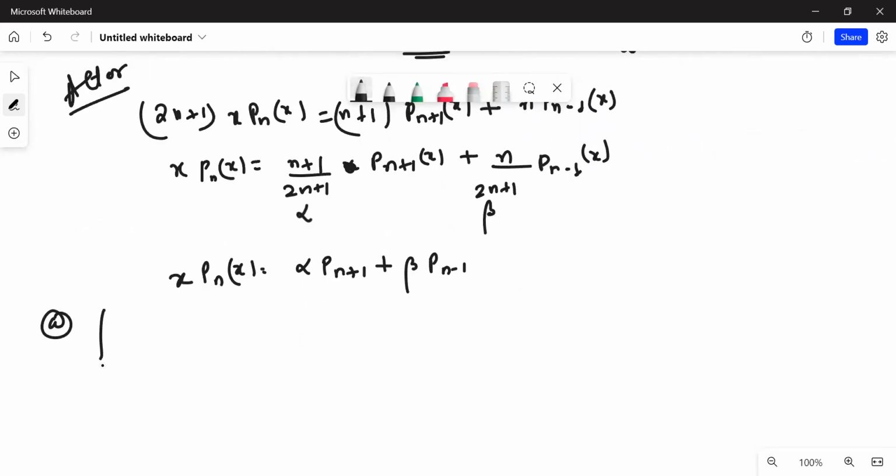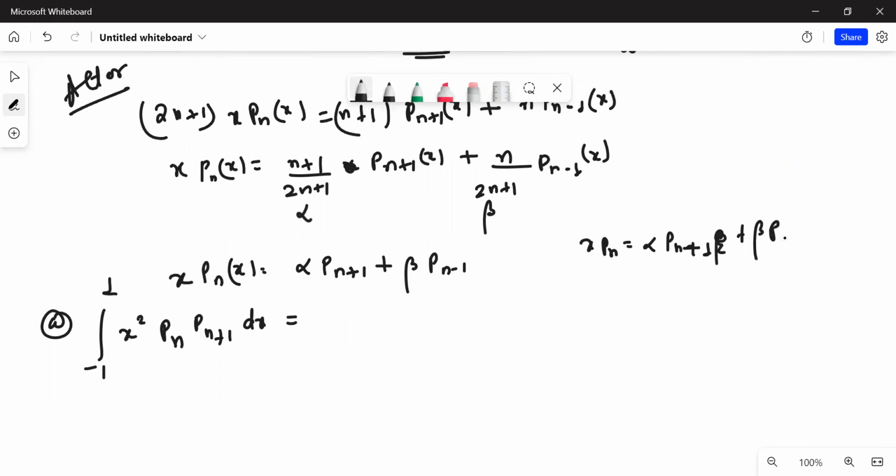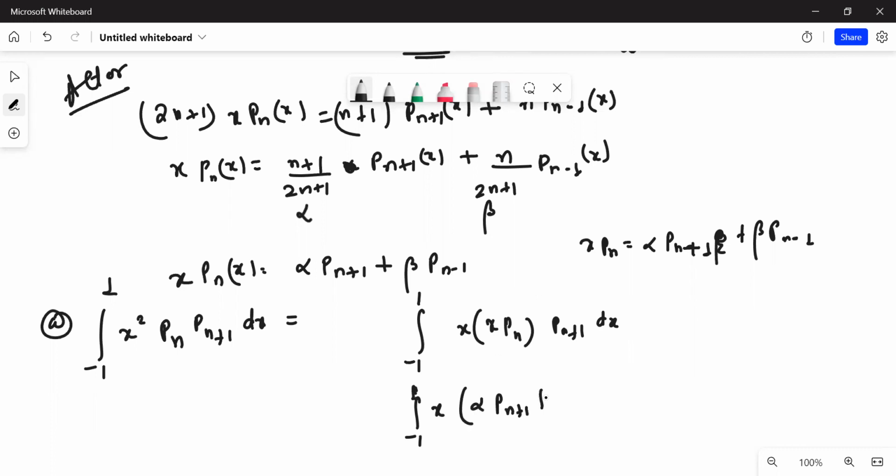So option number 1 said minus 1 to 1, x square Pn into Pn plus 1. So you know that x into Pn is equivalent to writing alpha Pn plus 1 plus beta Pn minus 1. Now what I can do, I can write x into Pn and again an x, and then Pn plus 1 dx from minus 1 to plus 1. Then x Pn I can write as alpha Pn plus 1 plus beta Pn minus 1, and then Pn plus 1 dx.